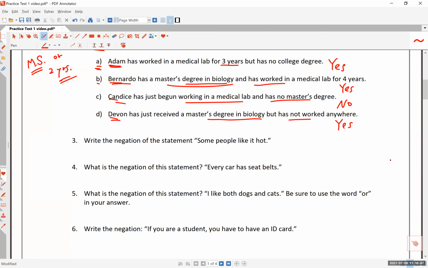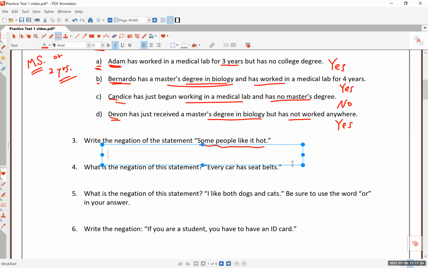Number 3, write the negation of the statement, some people like it hot. Okay, so this is, by the way, the name of a what? Movie, a play. Some people like it hot, an old movie, by the way. If you are to write the negation, remember this is the word some. This is an existential quantifier. If you want to negate it, that's going to be the universal negation, because the original statement is basically saying there exists at least one person who likes it hot, whatever it and hot means.